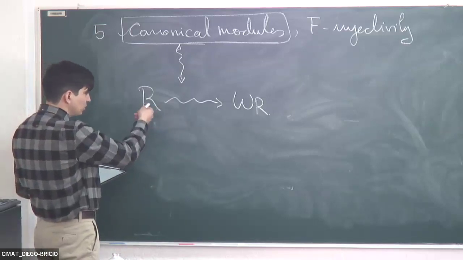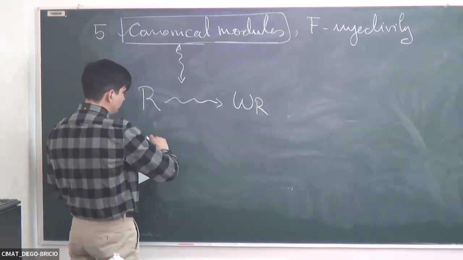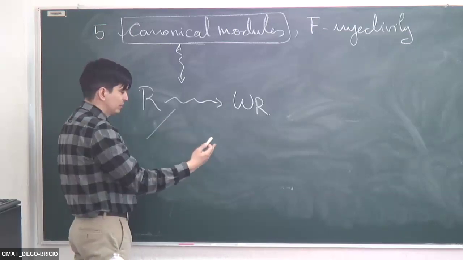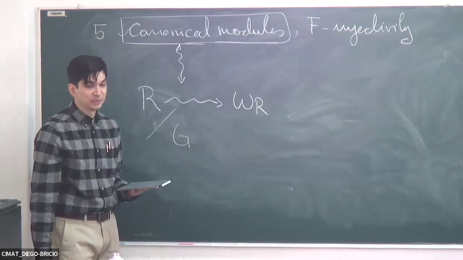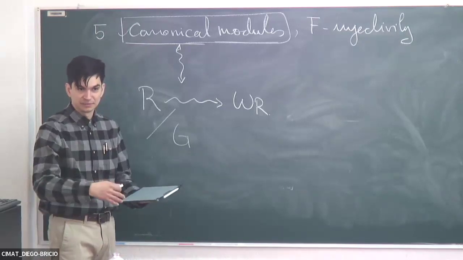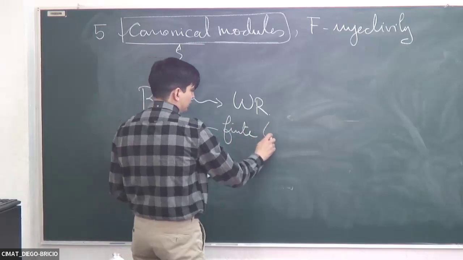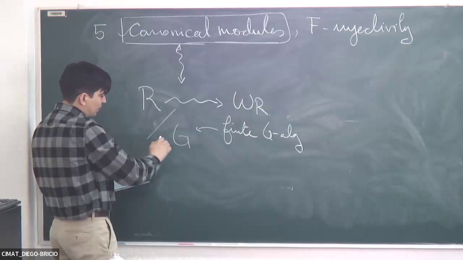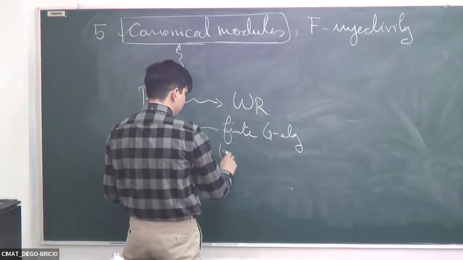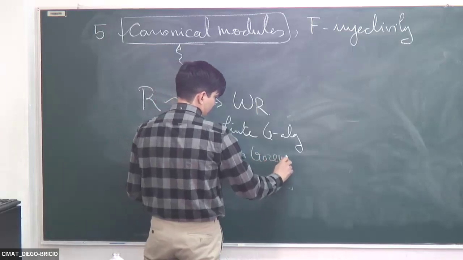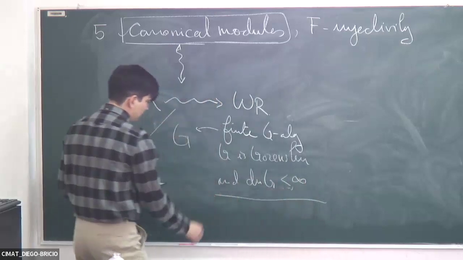So this is not possible to do for all rings. We will see that what we want for this is R to be a finite algebra over a ring G, and this ring has to be Gorenstein. And this is where Gorenstein comes in to make this possible. So R has to be a finite G algebra, meaning that R is a G algebra that is finitely generated as a G module. Okay, so G algebra where G is Gorenstein, and we also need that the dimension of G is finite. Of course, everything here is Noetherian.